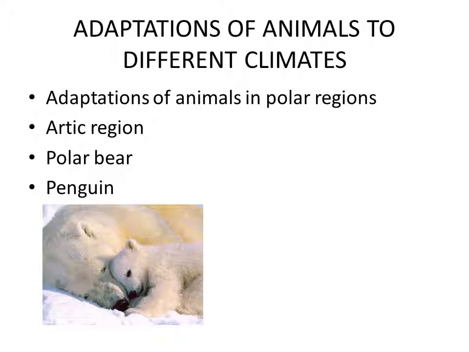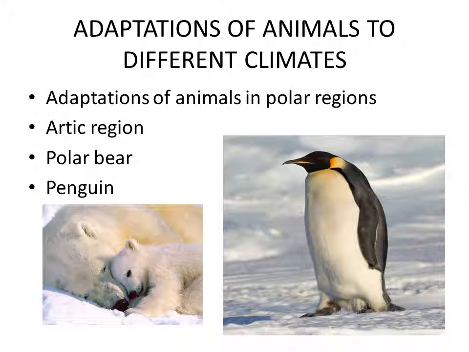Female polar bears dig dens in the snow where they might hibernate to give birth to their cubs. The process of remaining inactive or dormant during winter is called hibernation. So in this picture you can see the polar bear and you can imagine its features. Now let's learn about the penguin. Penguin is a well-known aquatic flightless bird that is found living only in the Antarctic region.